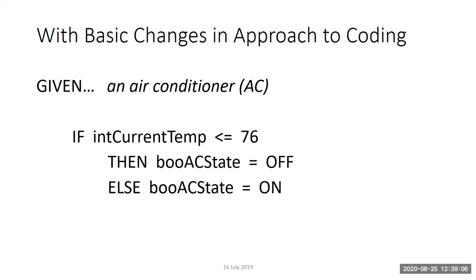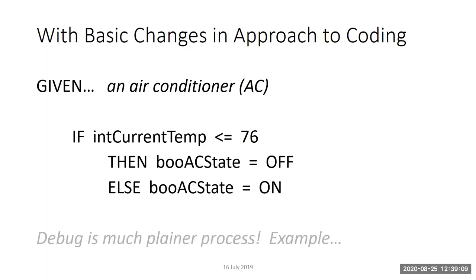If you go I equals I plus 1, something or other, debug is a much plainer process. So a lot of times you get inputs. If you have an input where there's a sensor and the input is providing decimal numbers, but it's supposed to provide whole numbers, you might get an error when you try to run the code, right?